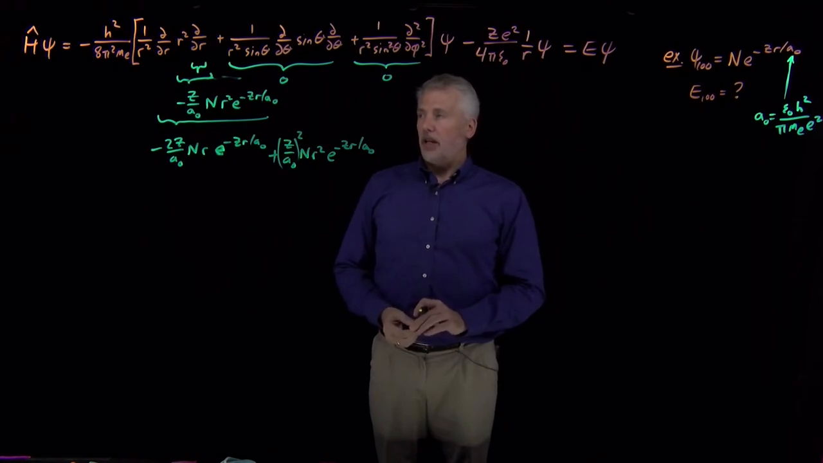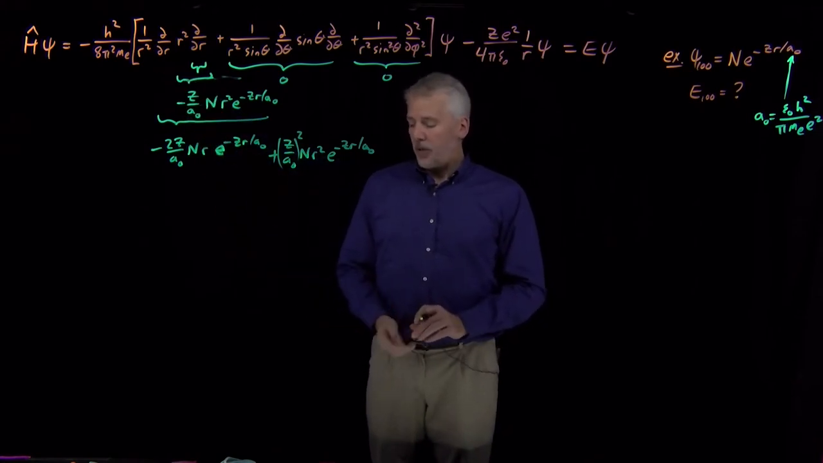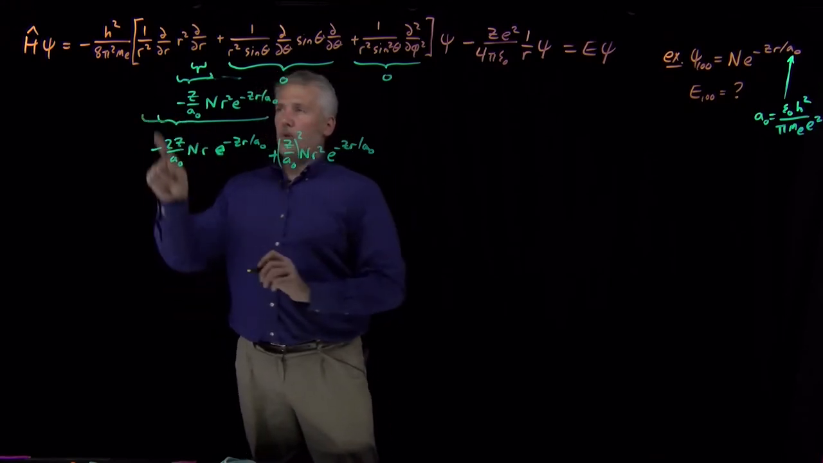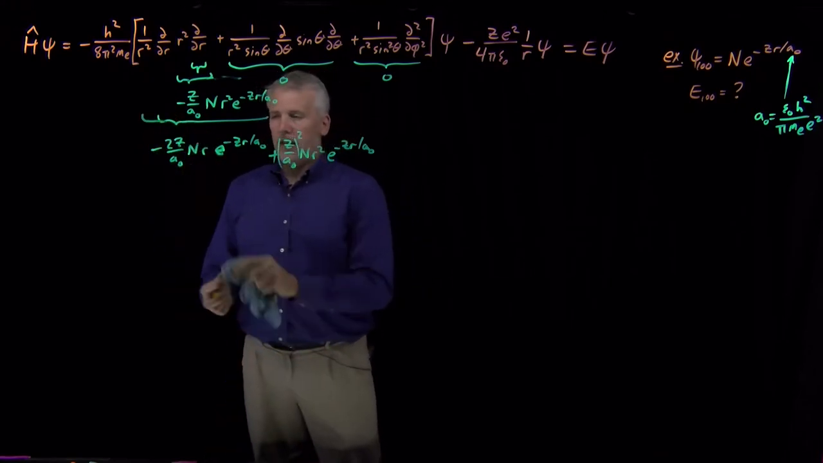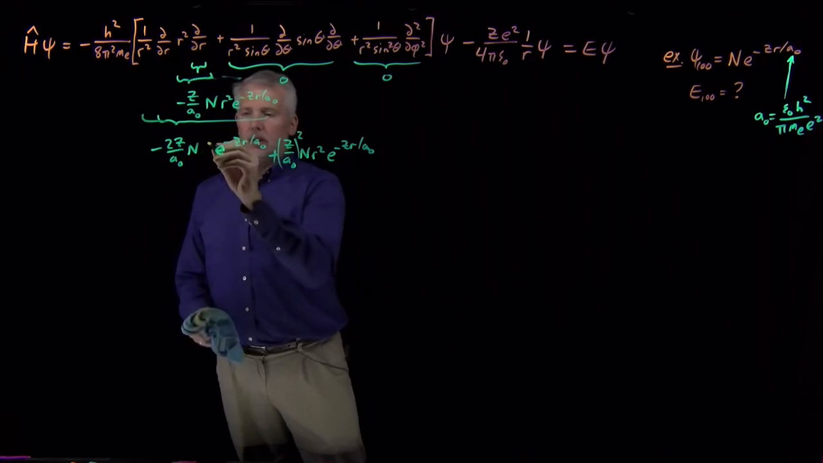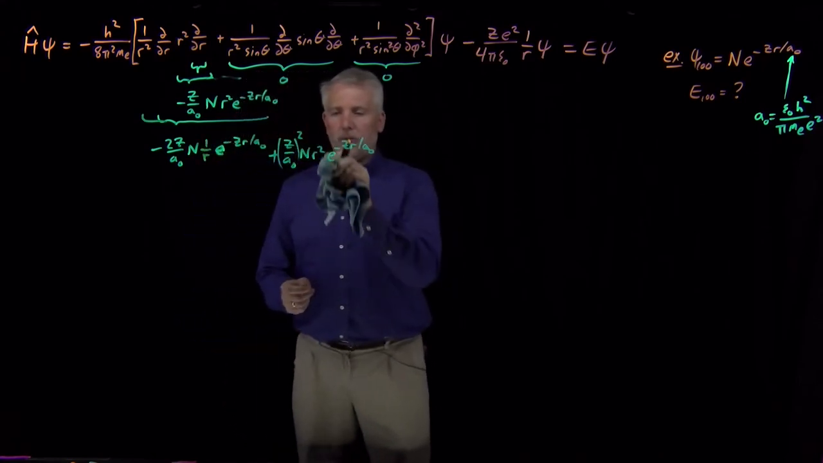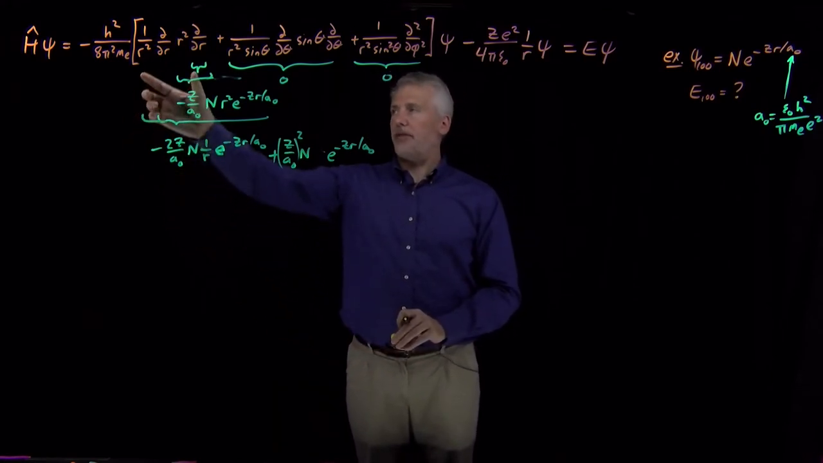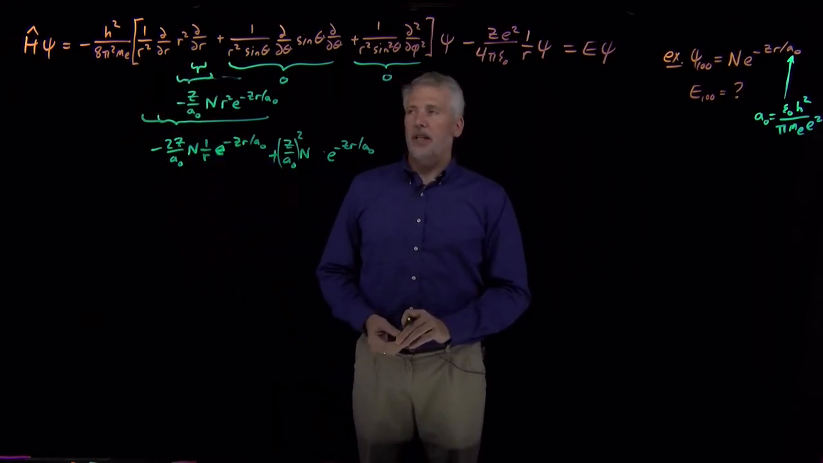If I then take 1 over r squared, including this term, so I'll just extend this out to include the 1 over r squared, then the r becomes a 1 over r, and the r squared just disappears. So that's what I have for this first term inside the brackets.